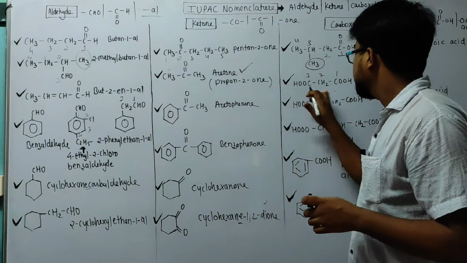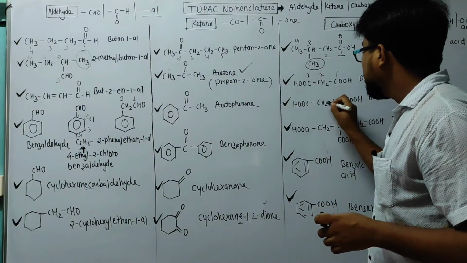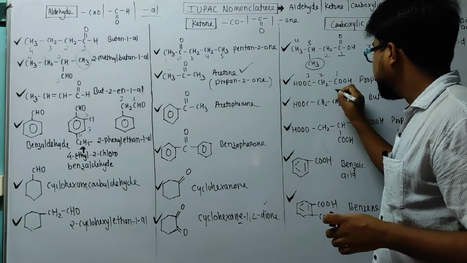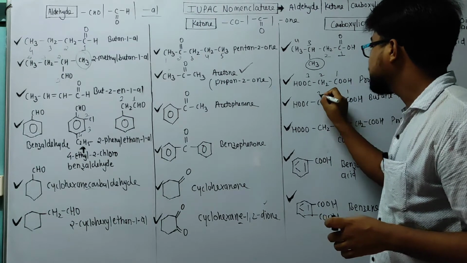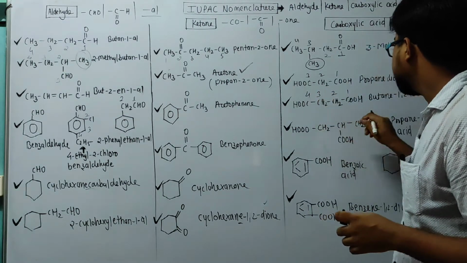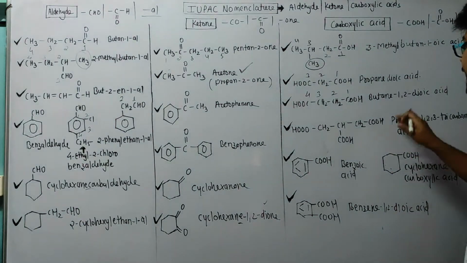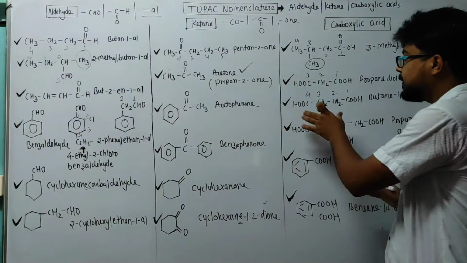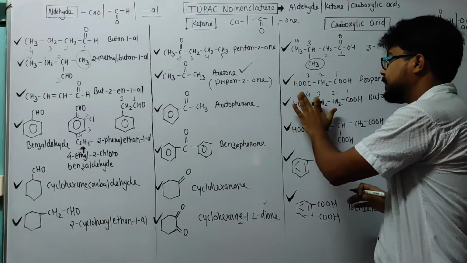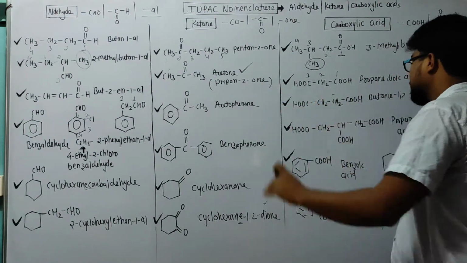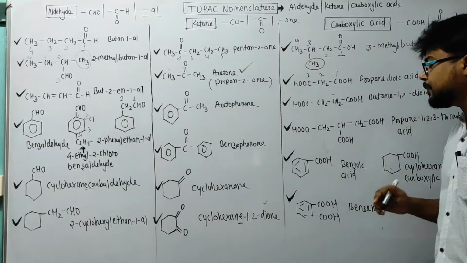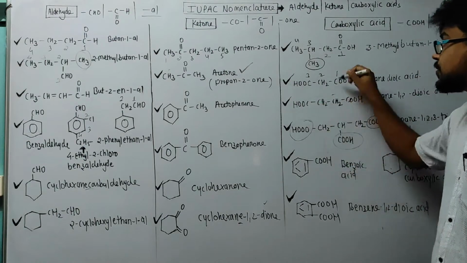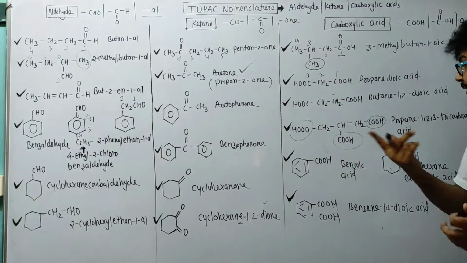Means what? Up to 2 functional groups, I will count them in the longest chain. So its name will be butane. Basically it is 1, 2, but the numbering will be 1, 2, 3, 4. It will be butane 1,2-dioic acid. If there are more than 2 COOH groups, then I will not use this concept. I will use the previous one.